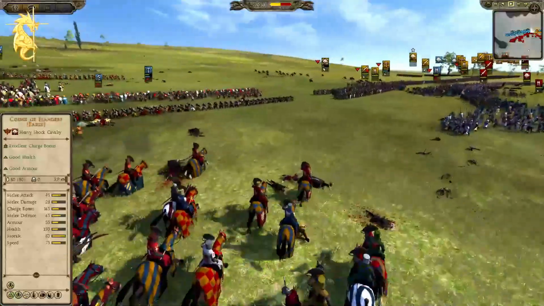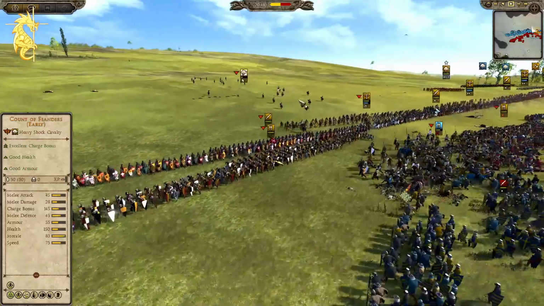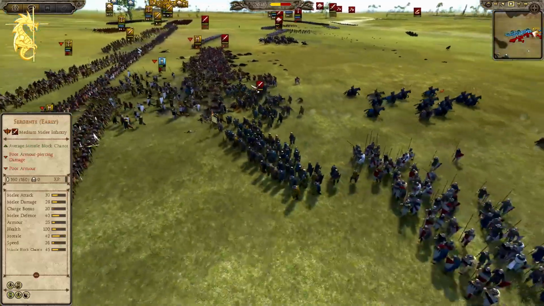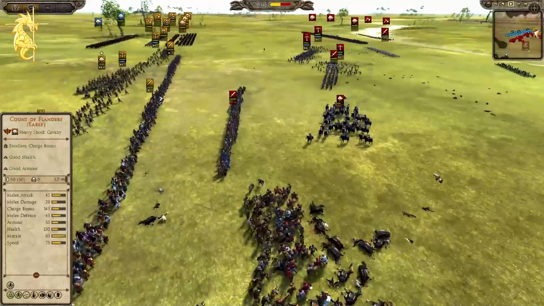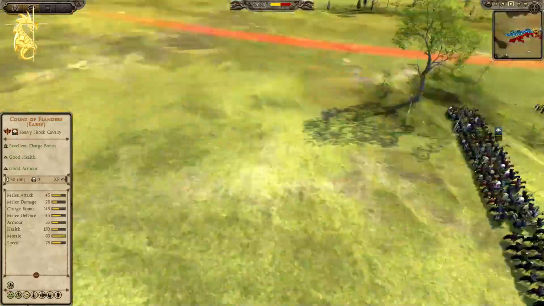More cav moving over here. Actually, a coalition cav breaking. Some mounted sergeants there breaking. Mounted sergeants, you say. A lot of cav over this way.